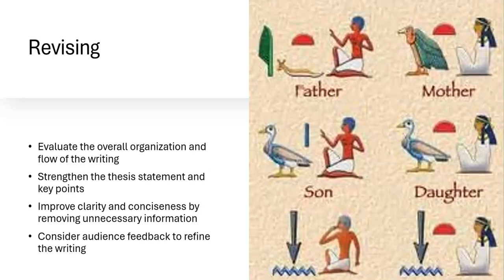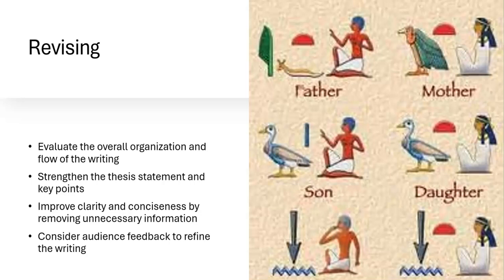Revising. This is a very important step in the writing process that sometimes we miss because we sometimes lump revising, proofreading, and editing all together, which they do interlock and they are a bit interchangeable. However, revising is that first eye on the paper where you're evaluating the overall organization, the flow. You're looking at the strength of your thesis statement. You're looking at what you could improve in terms of your vocabulary, sentence structure, your clarity and conciseness.